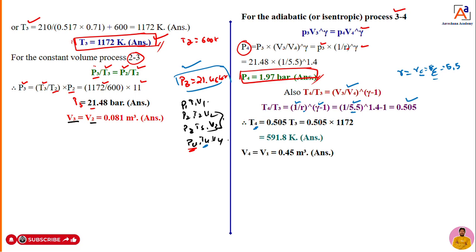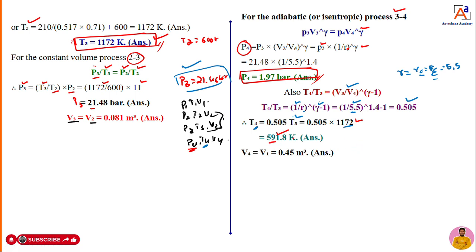Then take the value of T4 out. T4 is equal to 0.505 into T3. What is the value of T3? T3 we know already, that is 1172 Kelvin. Multiply this 0.505 with that 1172. Then you are going to get the value of T4 is equal to 591.8 Kelvin. Again, dear students, you can see T4 is 591, whereas T3 is 1172. That means T3 is the highest or maximum temperature in the cycle.